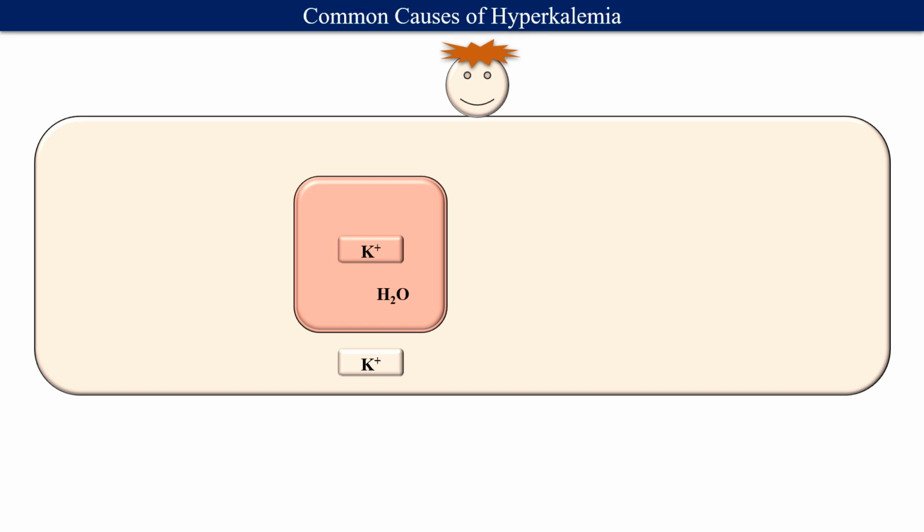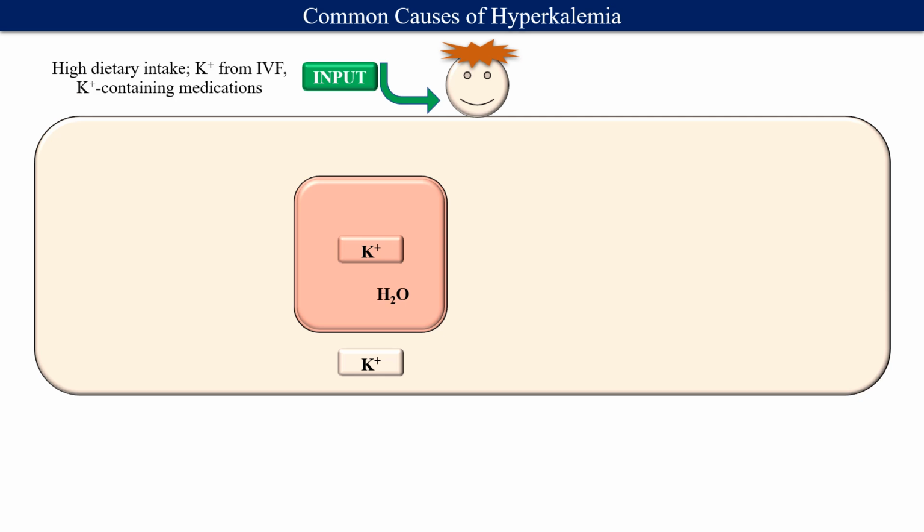What can cause hyperkalemia? Starting with input, there can be very high dietary potassium intake, accidental oversupplementation of potassium, or ingestion of potassium-containing medications. Note that high dietary potassium intake alone typically does not cause hyperkalemia unless there is an output problem such as kidney failure or reduced urinary potassium excretion.